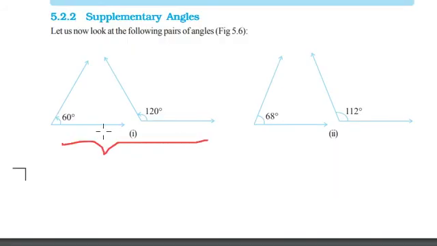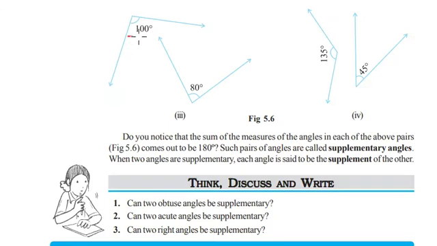Supplementary angles. We can notice that the sum of these two angles is equal to 180 degrees. Now let us consider example 2. In example 2, we can see the sum of these two angle measures is equal to 180 degrees. So this is also an example of supplementary angles, because the two supplement each other to form a straight line.